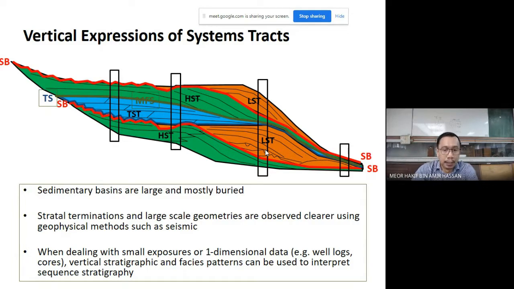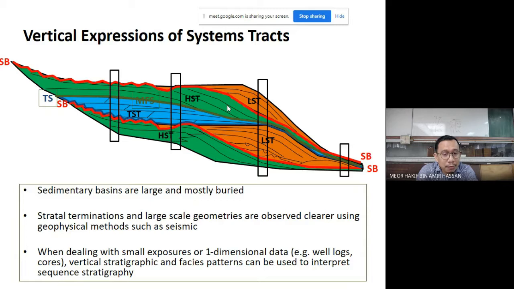So you need tools that can see the larger picture in order to see all these stratal patterns. Things like seismic. Using seismic, you can see these kinds of patterns. But what about if you are not working with seismic, right?